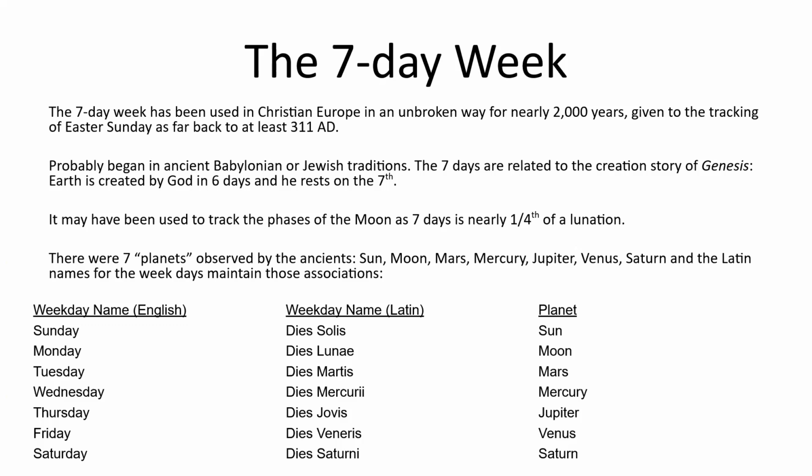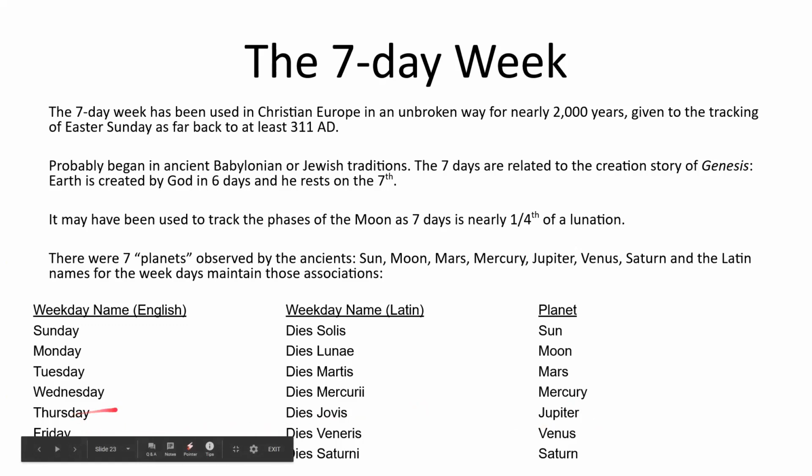In English, it's obvious: Sunday and Monday are obviously the sun and the moon, and then the English connection becomes less obvious. Although if you dig into Norse mythology, where most of the names of the English days come from, the characters in Norse mythology are connected to characters in Roman mythology in the same way, and then associated with their appropriate planets.